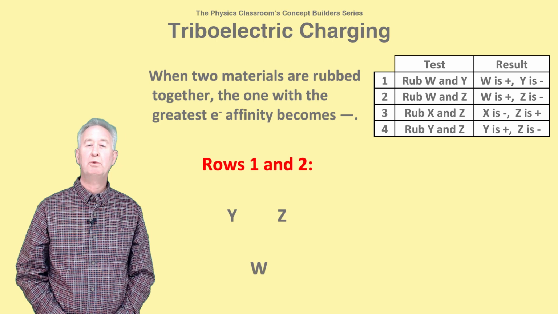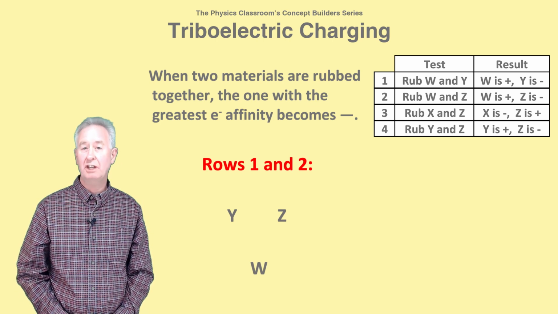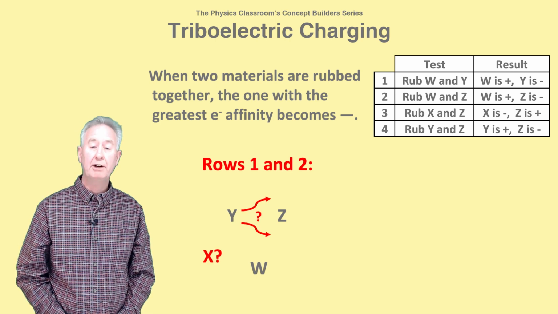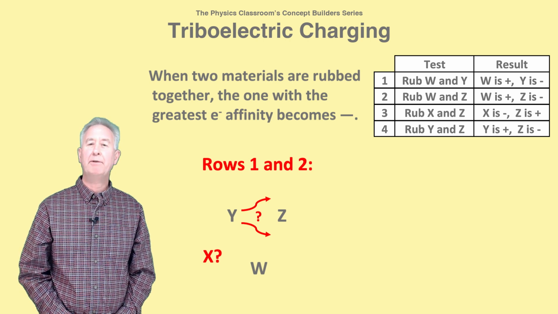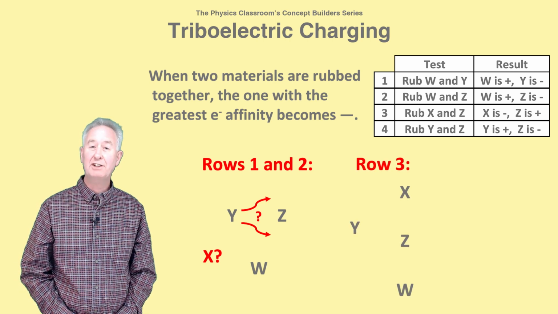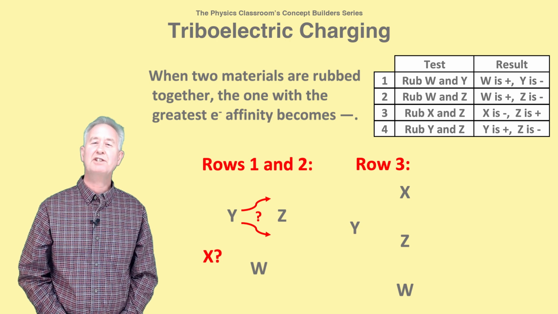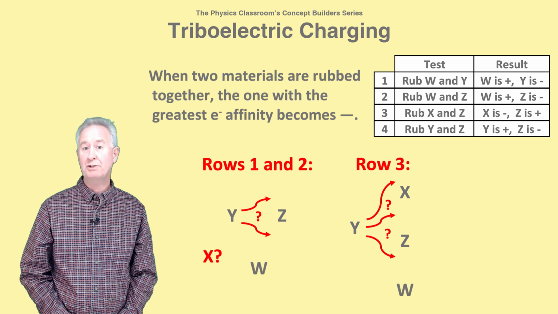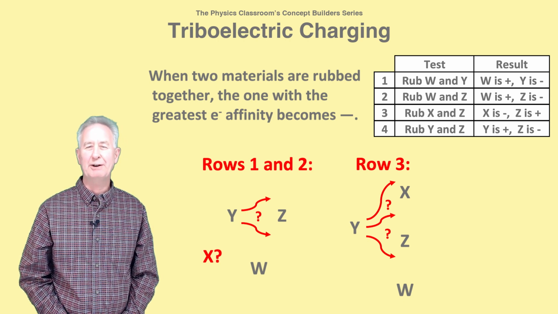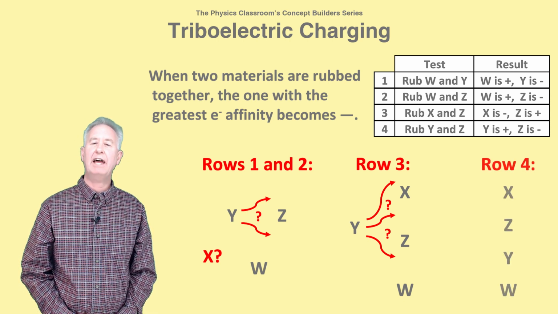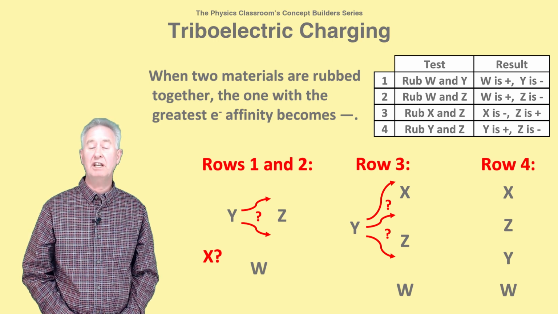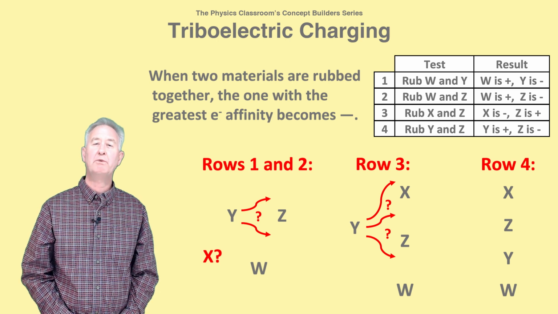From rows 1 and 2, we recognize that Y and Z have a greater electron affinity than W, since each becomes negative when rubbed with W. We don't know how Y compares to Z or to X. But from row 3, we recognize that X has a greater affinity than Z, since it becomes negative when rubbed with Z. We know Y is greater than W. And from the last row, we recognize that Y's electron affinity is lower than that of Z, since Y becomes positive when rubbed with Z.